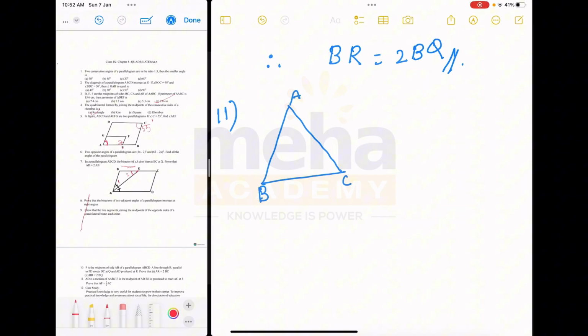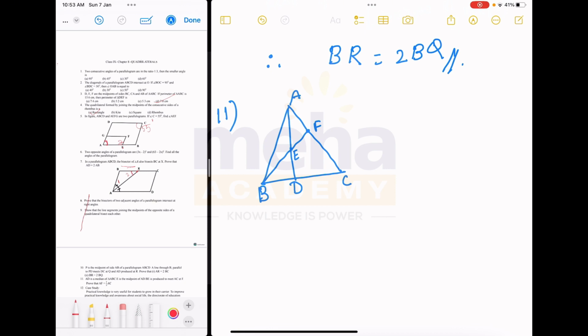Let us solve question number 11. They say AD is the median of triangle ABC, so let us draw a median AD. E is the midpoint of AD, and I will mark the E. Then BE is produced to meet AC at F. This point is F. We have to prove AF is equal to 1 by 3 AC, that is AC over 3.